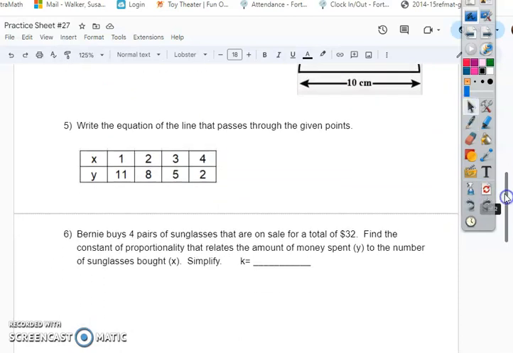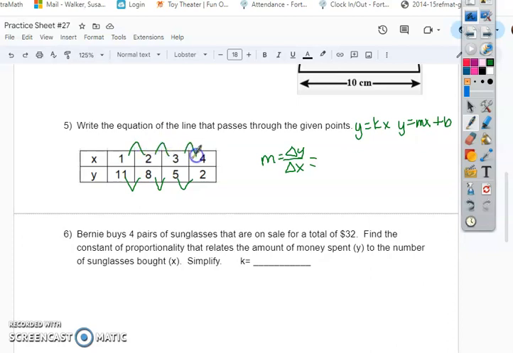Okay. On number 5, some of us struggled with this. Write the equation of the line that passes through the given points. Okay, so the equation of a line, remember we have 2. Y equals kx, y equals mx plus b. So we know m is delta y over delta x. Okay, delta y over delta x. So it's reverse of how we see it, correct? I'm only getting you started because this is a little different.